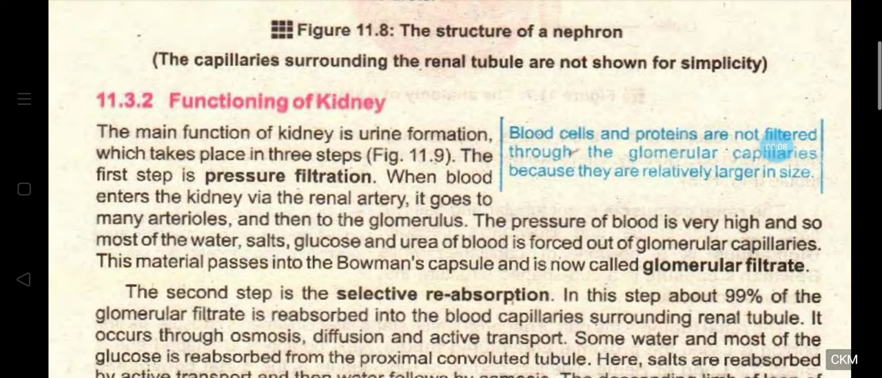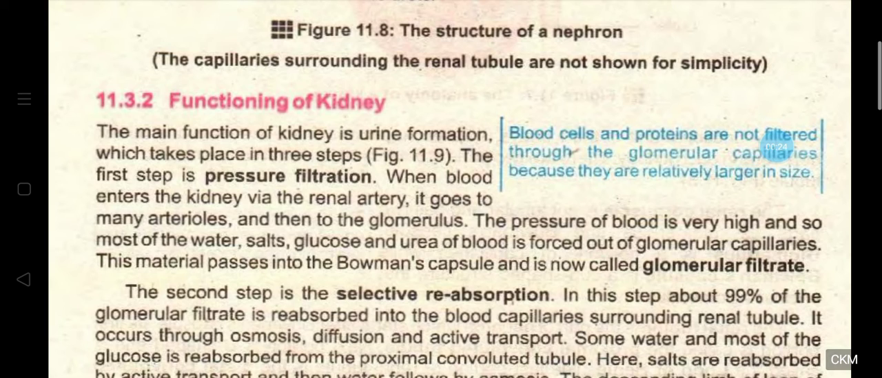Students, today we are going to discuss the functions of the kidney. We know very well about the kidney, and we have learned the structure of the kidney and nephron. But what is the function of the kidney? We know that the function of the kidney is urine formation.